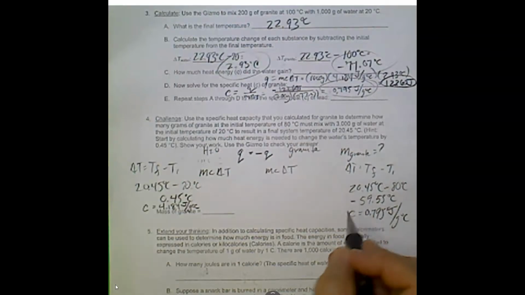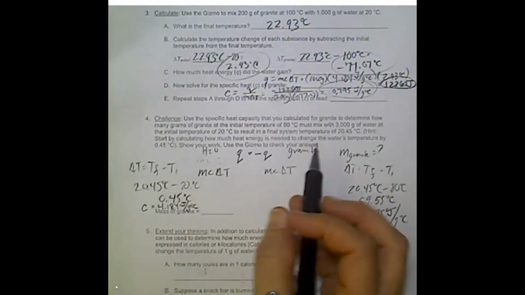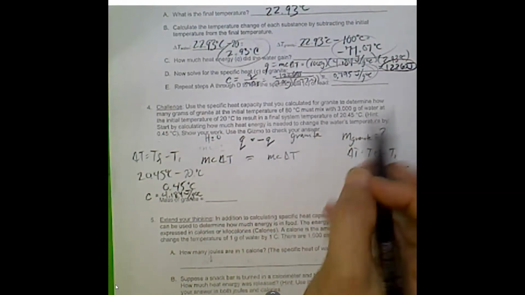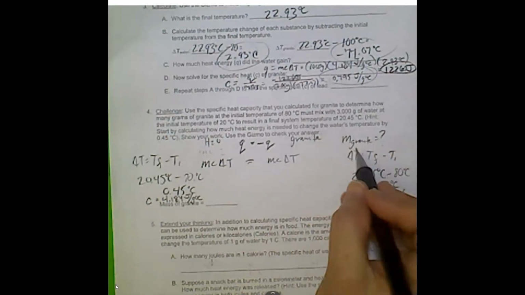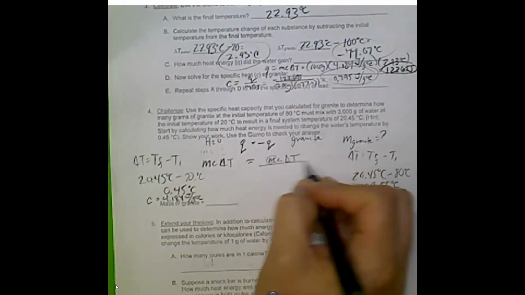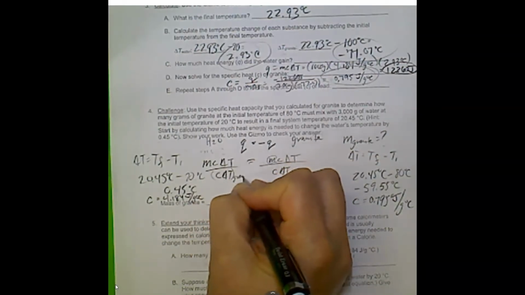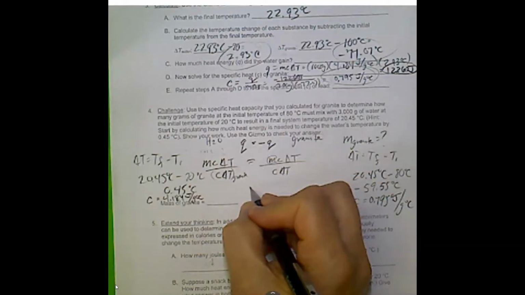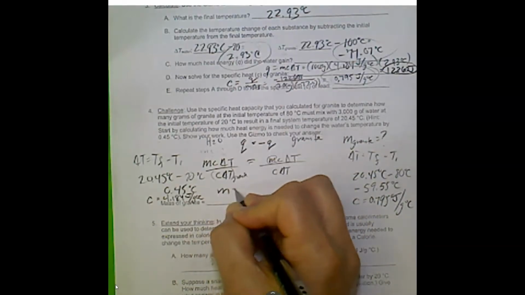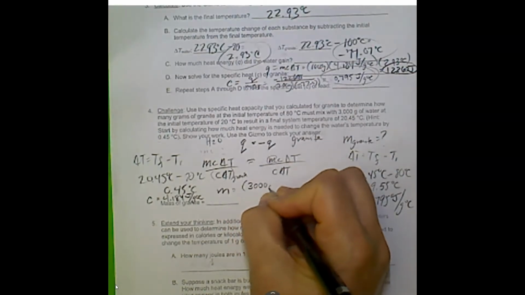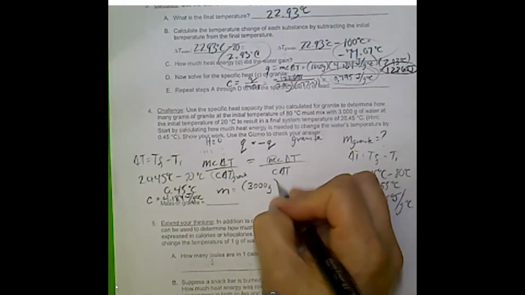And now we have everything we need, and we're solving for, these are equal to each other, right? Q is equal to Q, mc delta T. We're solving for the mass of the granite, which is here. So I want to solve for this. I want to divide both sides by C delta T of the granite. This is of the granite. So we don't forget, I'm going to make a little label. And then I'm just going to say mass equals M of the water, which is the 3,000 grams of water.